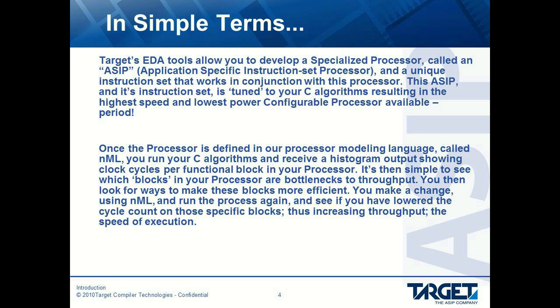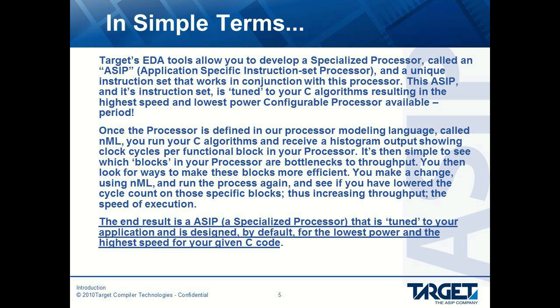algorithms and receive a histogram output showing clock cycles per functional block in your processor. It's then simple to see which blocks in your processor are bottlenecks to throughput. You make a change using NML and run the process again to see if you have lowered the cycle count on the specific blocks, thus increasing your throughput. The end result is an ASIP, a specialized processor that is tuned to your application and is designed by default for the lowest power and highest speed given your C code.